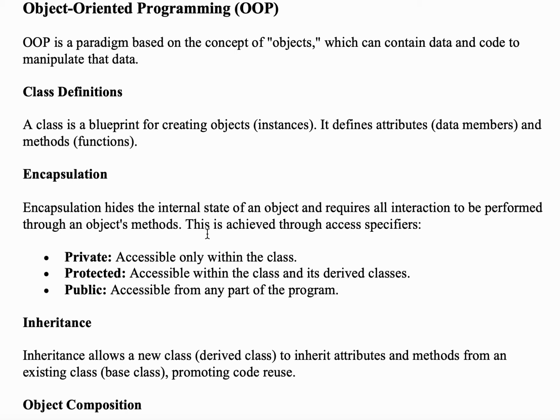Class definition is just a blueprint to create an object. An instance defines attributes, data members and the functions which the object can do.